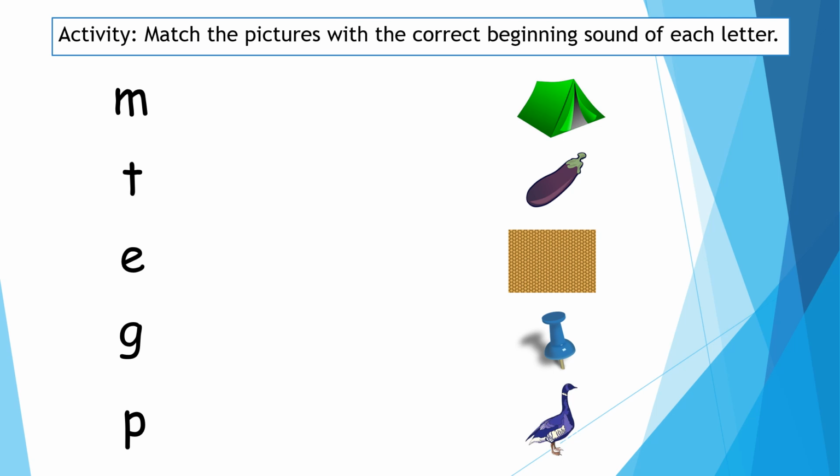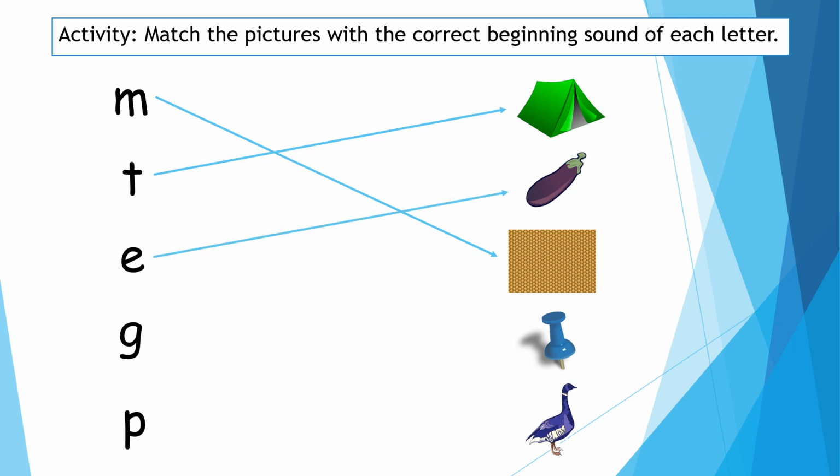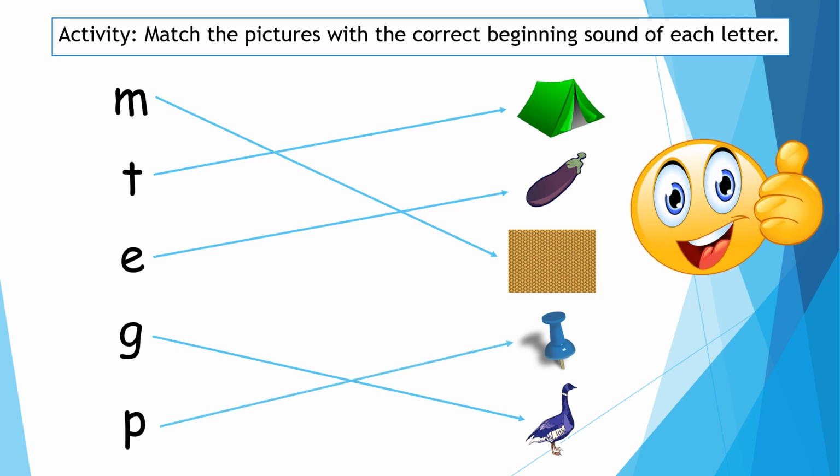Let's check your work. M is for mat. T is for tent. E, eggplant. G, goose. P, pin. Great work!